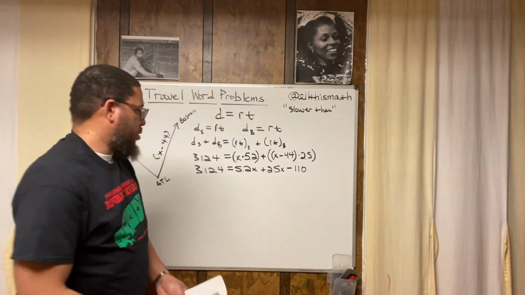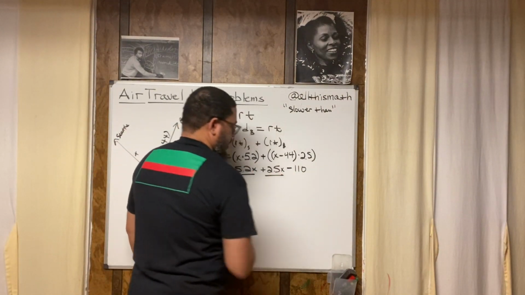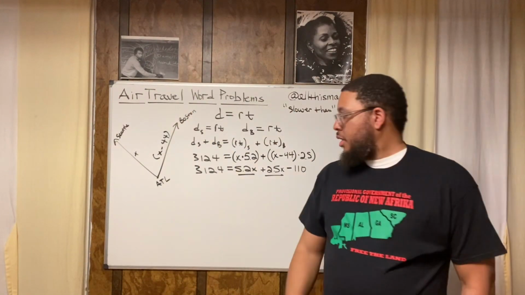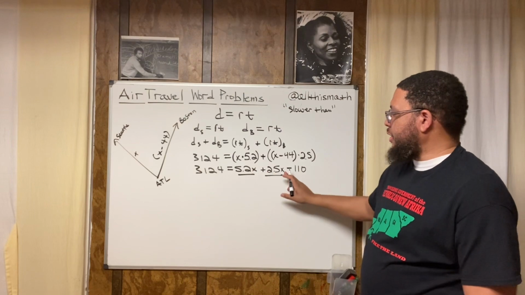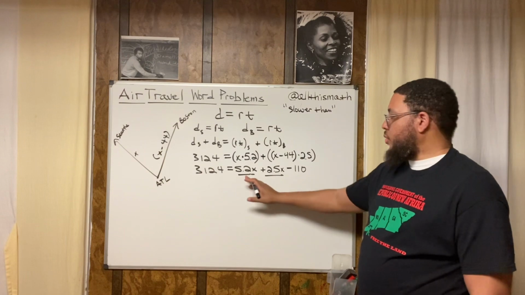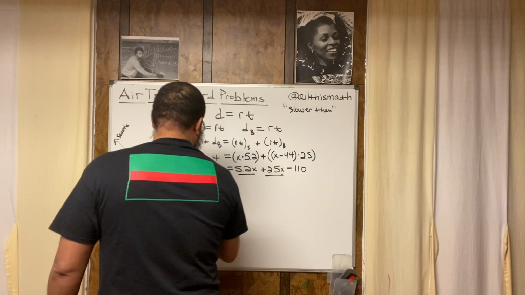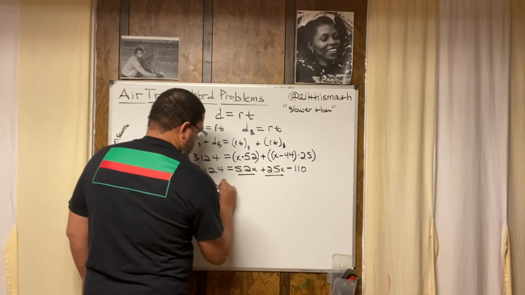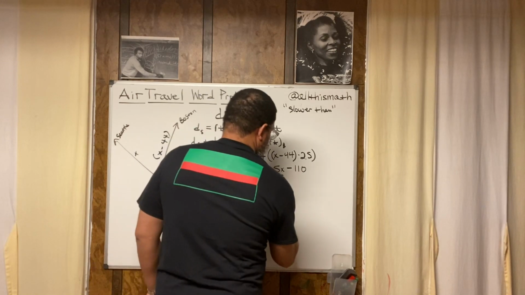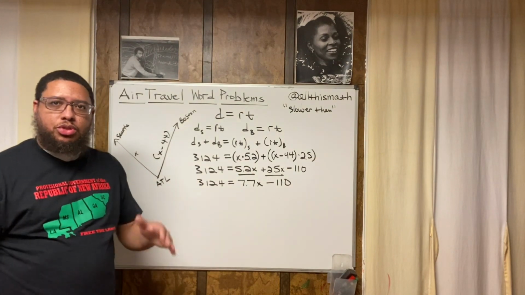Now what I'm going to do next, there's a lot of things I could do, but the next thing I'm going to do is combine like terms. What are like terms? Terms that have the same variable and the same exponent. This has an x to the first power, and this has an x to the first power. This is 5.2 of them, this is 2.5 of them, so altogether you have 7.7 of them. So we got 3124 is equal to 7.7x minus 110.